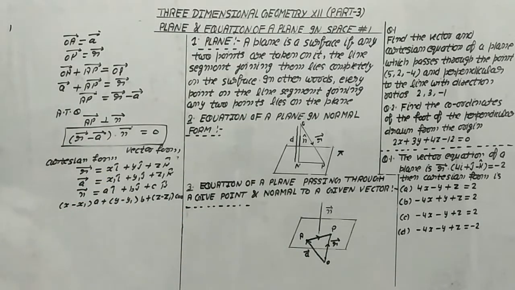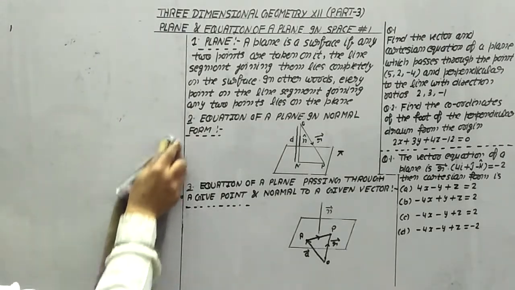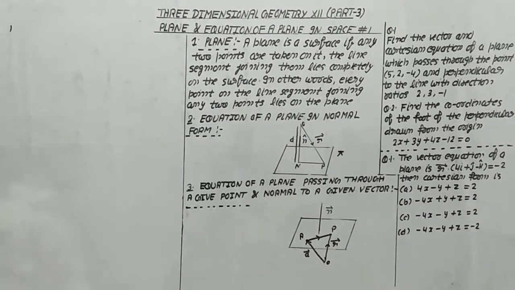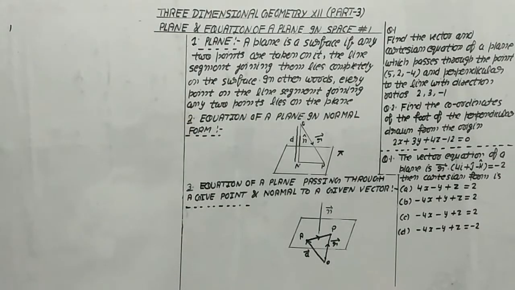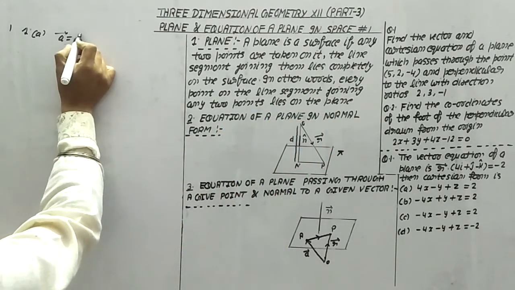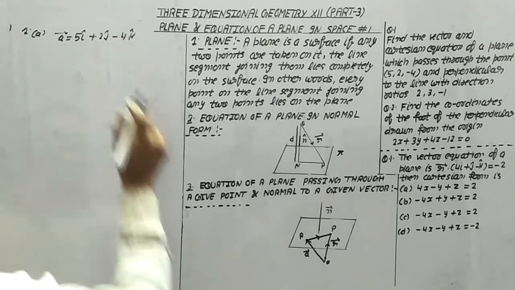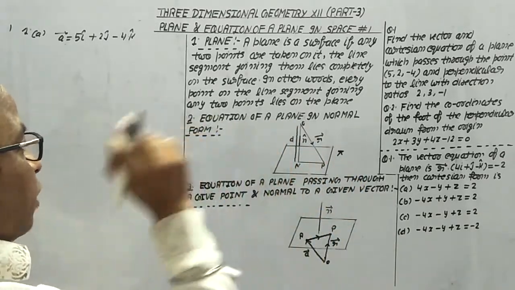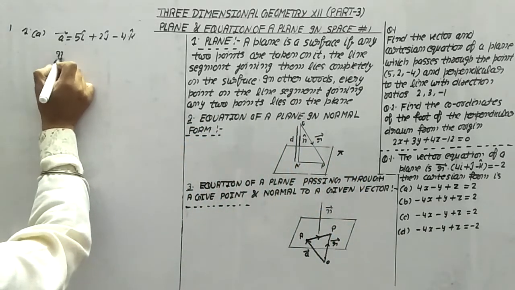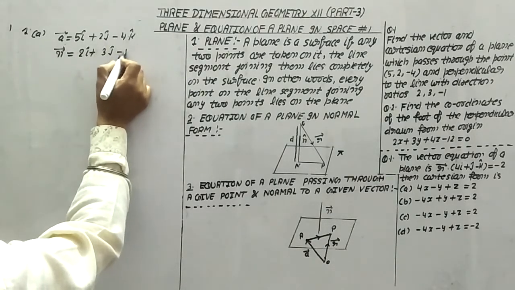So these two forms are very important. Now let's do the questions related to this explanation. Question number 1: find the vector and Cartesian equation of a plane which passes through the point (5, 2, minus 4), it means vector a is equal to 5i plus 2j minus 4k, and perpendicular to the line with direction ratios 2, 3, minus 1. It means we have vector n is equal to 2i plus 3j minus k cap.